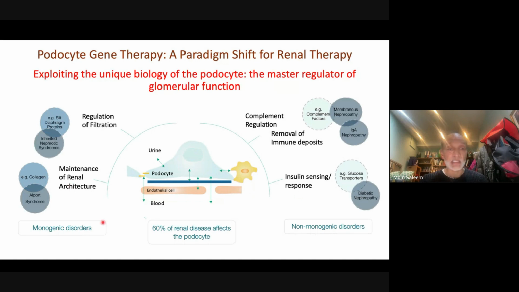And so some of the diseases that are related to those functions: basement membrane, Alport syndrome; the slit diaphragm proteins, these inherited nephrotic syndromes that I've talked about already; the complement regulation, there are lots of inflammatory diseases in the glomerulus like membranous nephropathy, IgA nephropathy; and insulin sensing is diabetic nephropathy. So they're both non-monogenic and monogenic disorders. Targeted if you can put in the correct genes that you think will reverse the pathways that are dysregulated in any of these diseases.